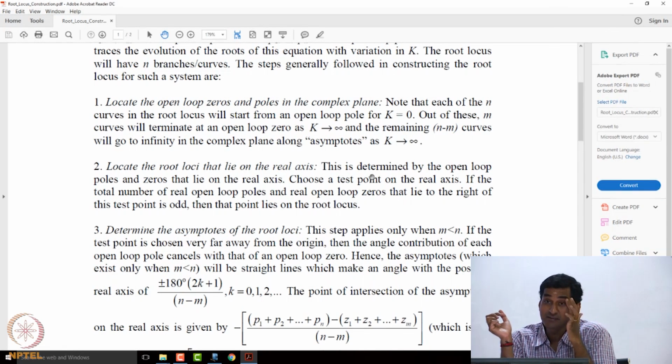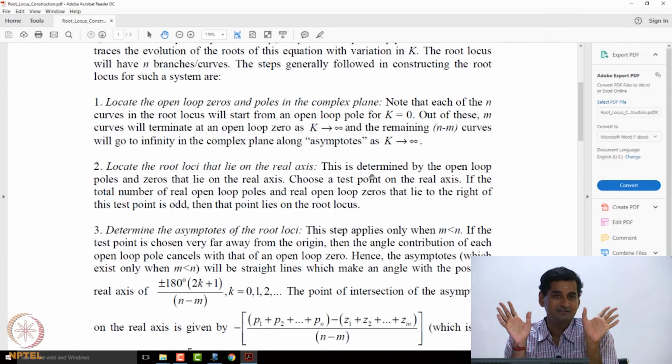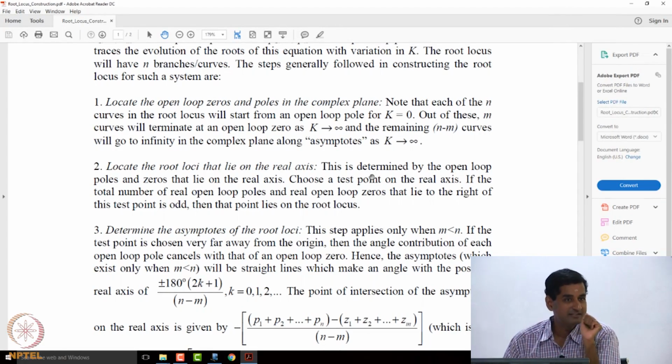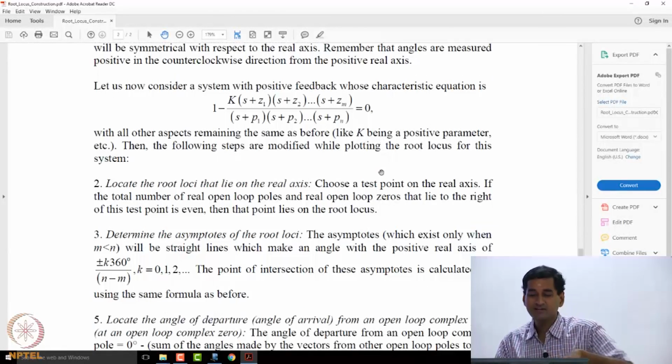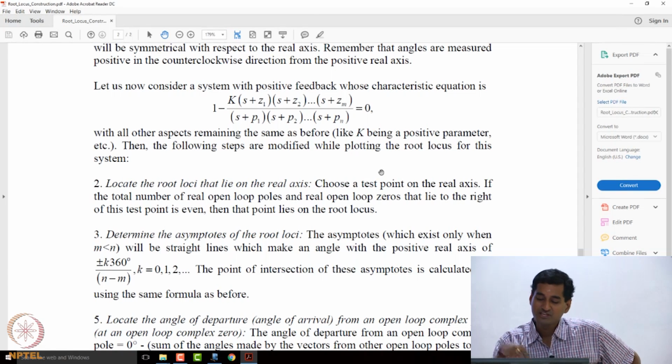Now, we need an even multiple of pi. So, what do you think will happen here? You take a test point, you look to the right, and the number of real open loop poles and real open loop zeros to the right of it should be even, or it can be 0, because even 0 degrees satisfies the angle condition. Consequently, for step 2, I have typed the corresponding changes in the same document. If you scroll down to page number 2, with positive feedback, you see that step 2 is now changed.